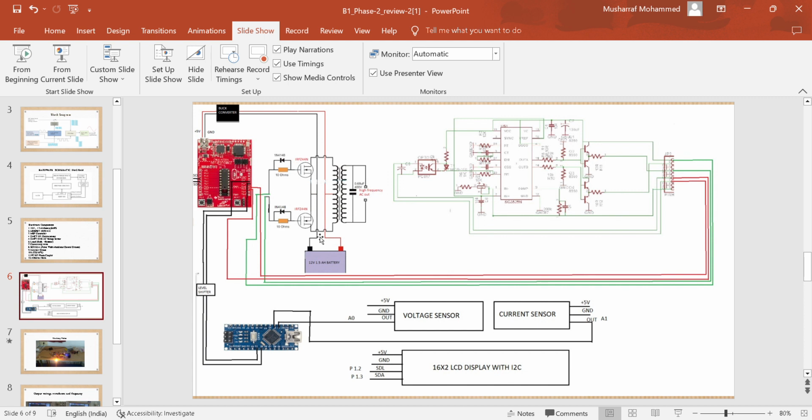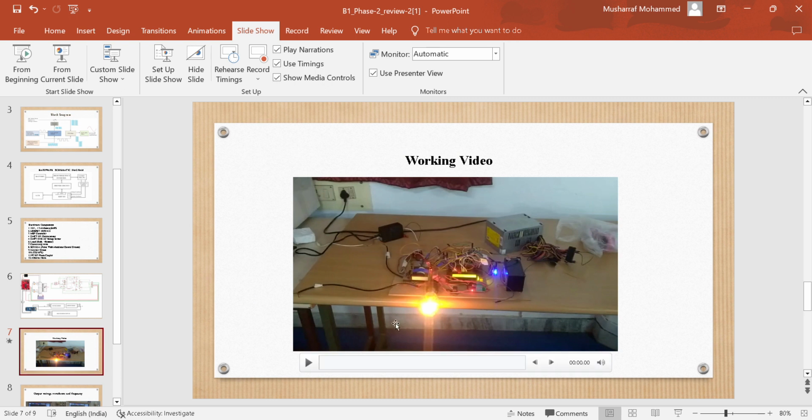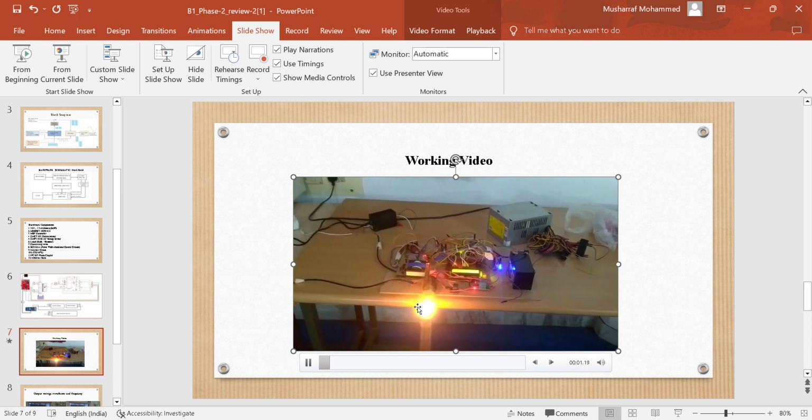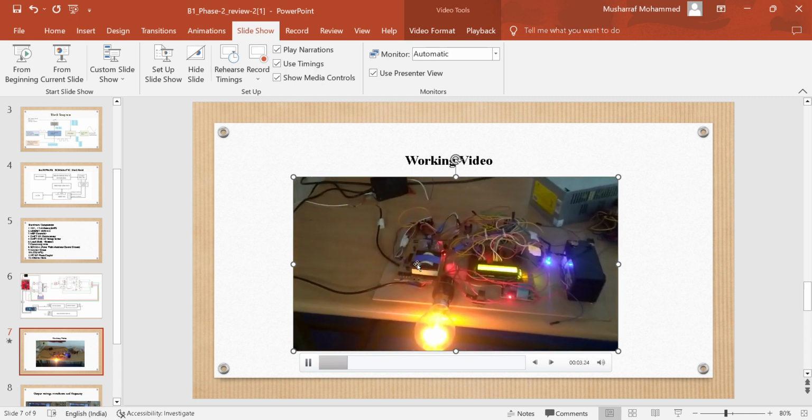In between, we used many filters to reduce the noise levels. We used a ferrite transformer to step 12 volts up to 230 volts at a ratio of 9.6 and 9.4. Finally, the output of the transformer is connected to the load. This is the working model of our inverter. You can see in this video: this is our load, and this is the transformer.